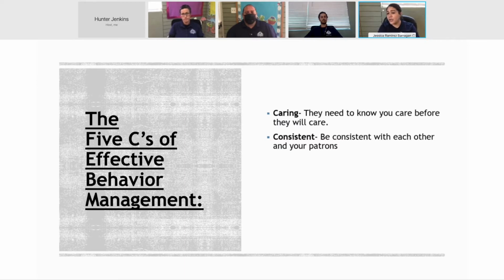How consistent are you being with all of your patrons? Be consistent with each other and be consistent with your patrons. By each other, I mean being consistent with your staff as well. Making sure that you're not just asking one specific person what they need. If you see another staff member struggling, making sure that if you have 3 staff, 4 staff, 5 staff, or even 8 or 9 staff, because it does get really, really difficult.